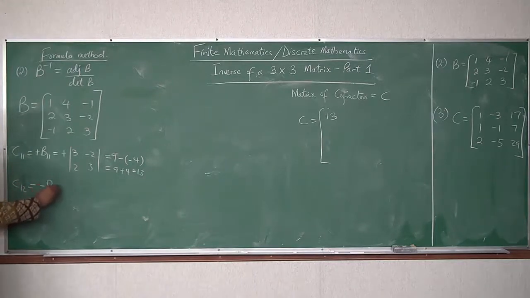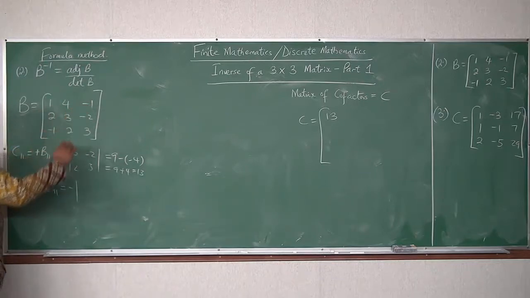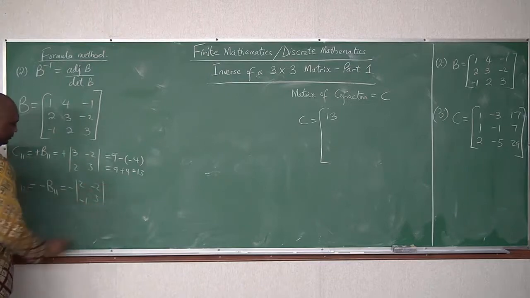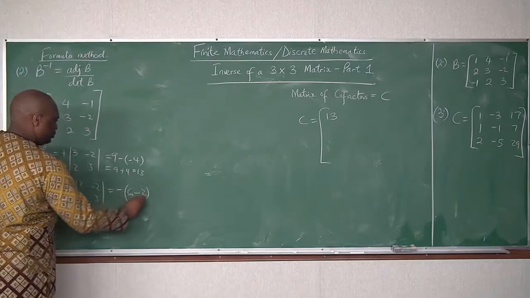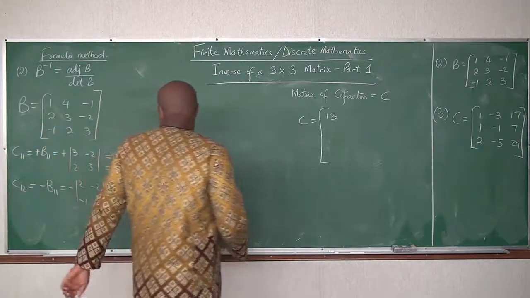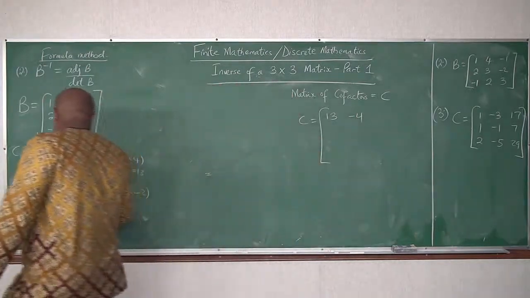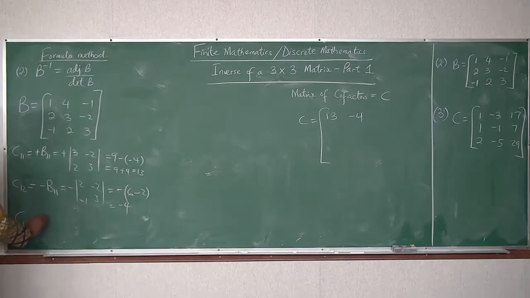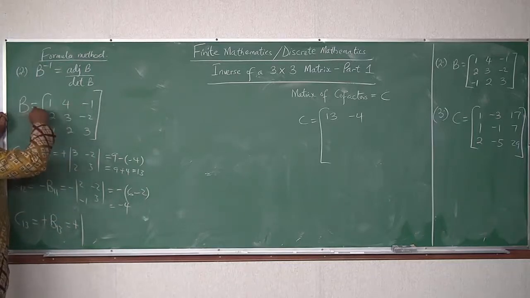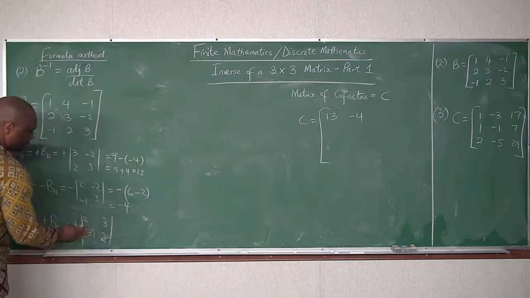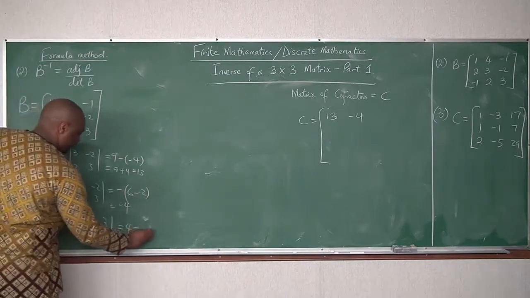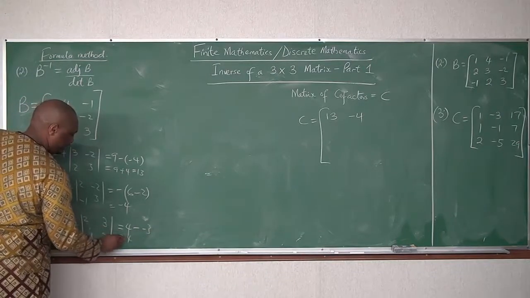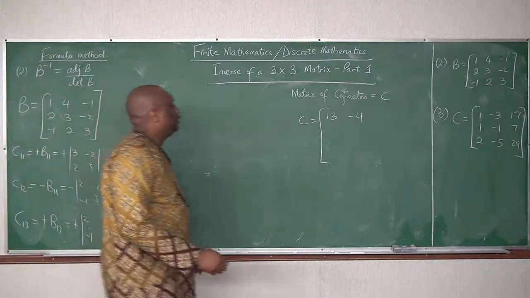Then C12 is minus B12, which is minus the determinant of 2, -2, -1, 3. For this, 2 times 3 is 6, minus 2, which is 4. So 6 minus 2 is 4, and with the negative sign this is -4. Then C13 will be plus B13, which is plus the determinant of 2, 3, -1, 2. That gives 2 times 2 is 4, minus (-3), which is 4 plus 3, which is 7.